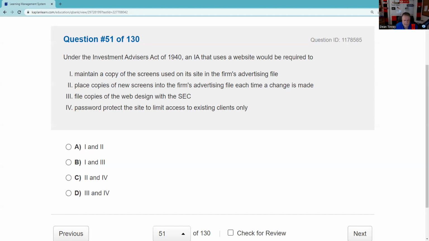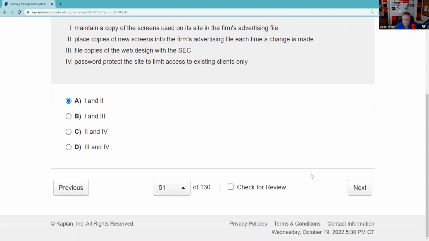Anyways, under the Investment Advisers Act of 1940, you're going to have a copy of the screens. Yep. Place copies of new screens in the advertising file every time you make a change. Yep. File copies of the web design with the SEC. Password protect the limit to access. Well, it depends on whether it's a portal or not. Right. So, there's nothing in there that tells me there's a portal into a customer account. It sounds like we're using it for advertising. So I'm going to say 1 and 2.